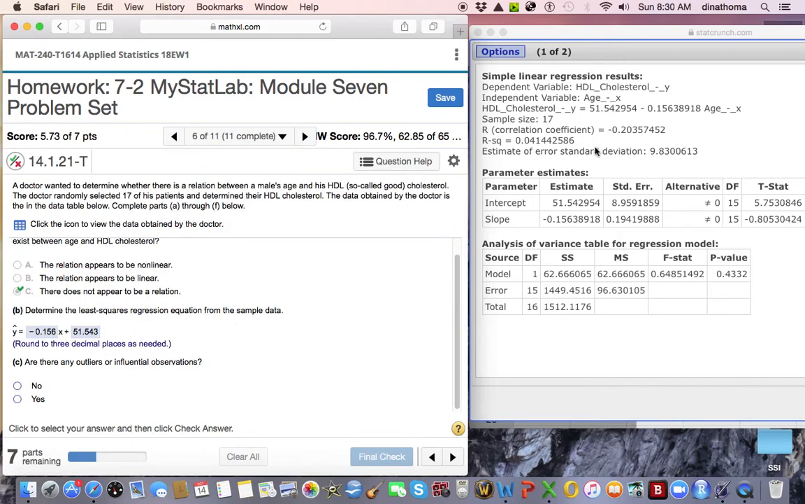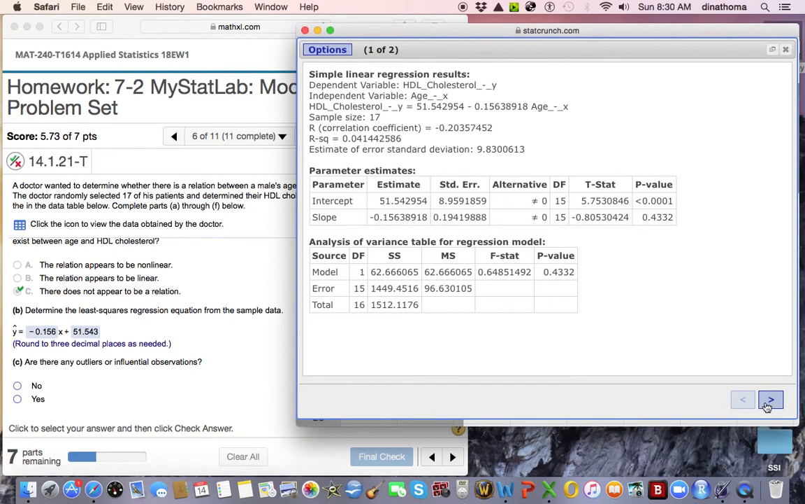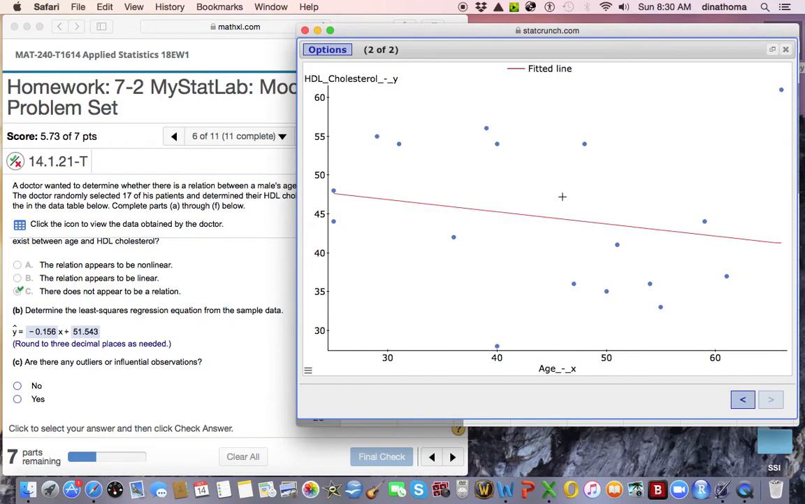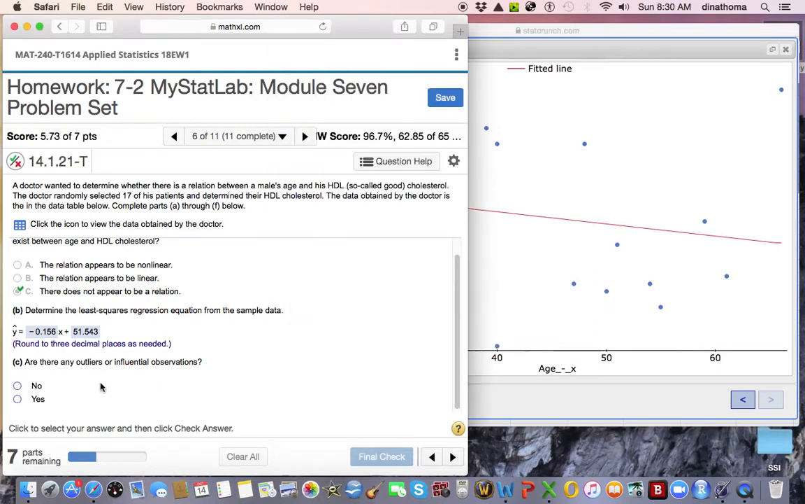Are there any outliers? Well, let's go back to our scatter plot. They are spread out, but they seem to stay consistent. This guy's a little low, and this guy's a little high, but I would say there are no outliers. They would be really far from the data. So are there any outliers or influential points? I say no.